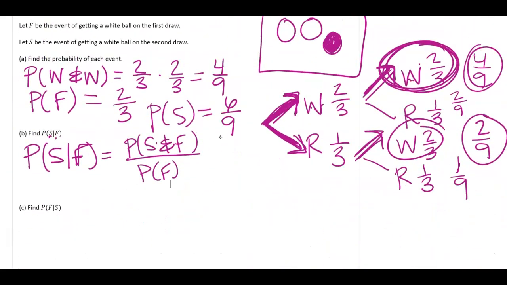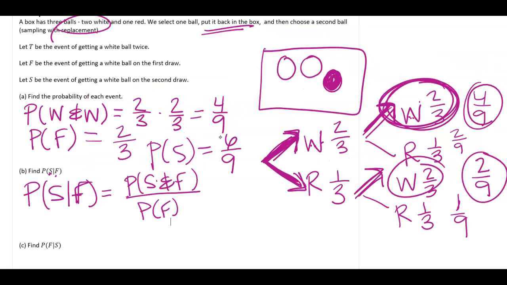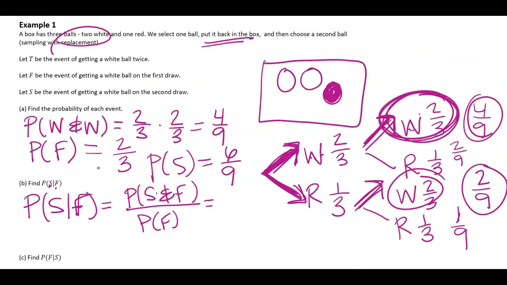Well, I calculated some of those up here. The probability of S and F, these are independent events, so that's going to be 6/9 times 2/3 over the probability of F, which we said is 2/3. Well, those cancel, and I'm just left with 6/9, which makes sense because these are independent events, so it should just be the probability of S.